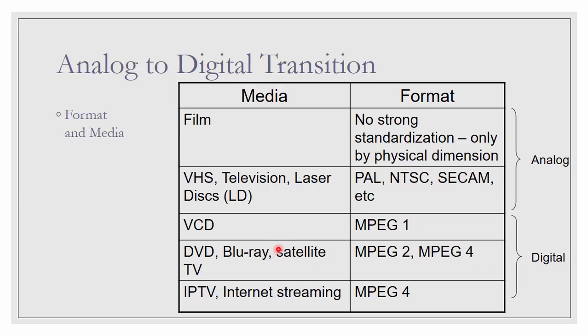And in digital, we have at least three standards: MPEG-1, MPEG-2, MPEG-4. With these digital standards, we have VCD that carries MPEG-1, and after that, there were DVD, Blu-ray, and satellite TV. Some of them use MPEG-2, some of them MPEG-4, and MPEG-4 is mostly the one used in IPTV and internet streaming. That is why the best video format that is uploadable to YouTube is actually MPEG-4.